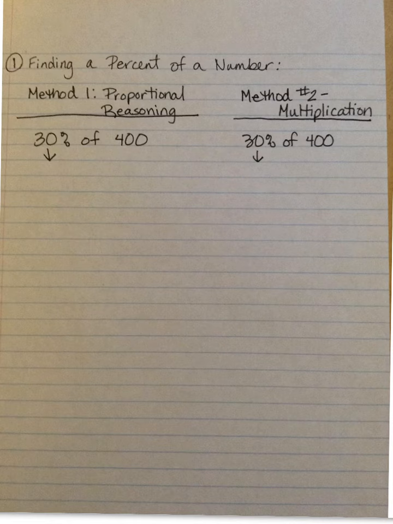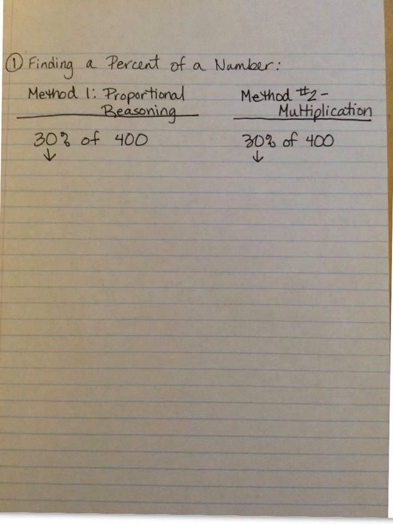Okay, so in box number 1, we're going to talk about finding a percent of a number, and we're going to use two different methods. The first method is by setting up a proportion, which is called proportional reasoning, and the second method is using multiplication. So the first thing we're going to do is look at 30% of 400. They give us the percent and they give us the whole. They don't give us the part, what 30% is. So that's what we're solving for.